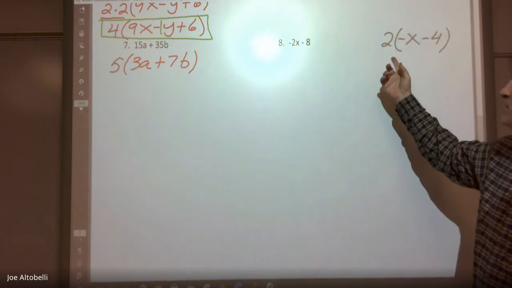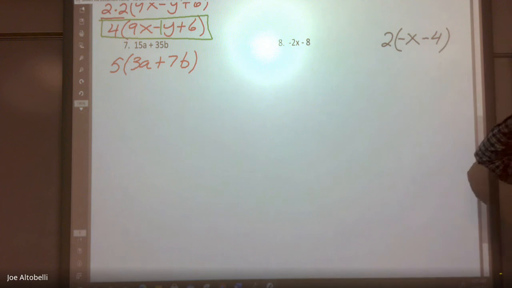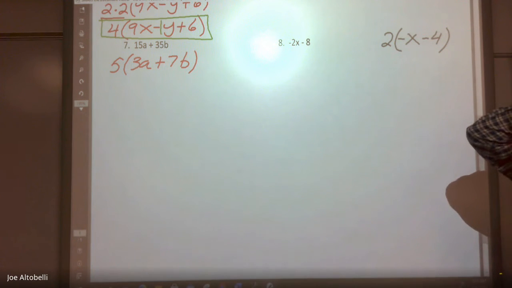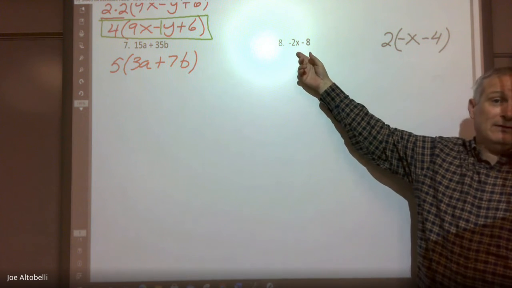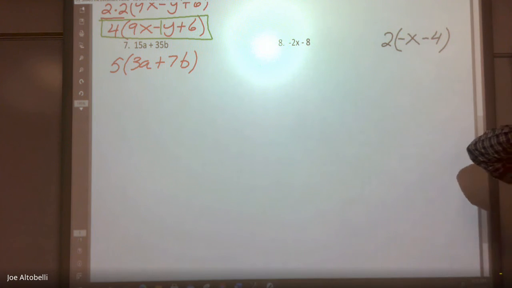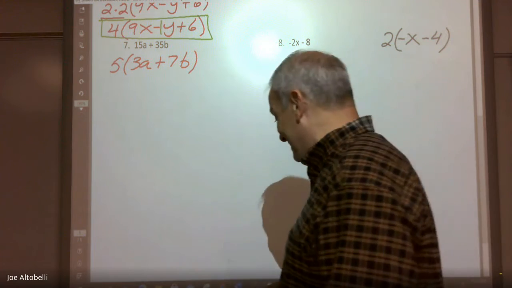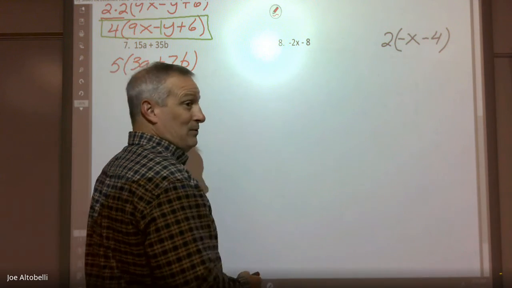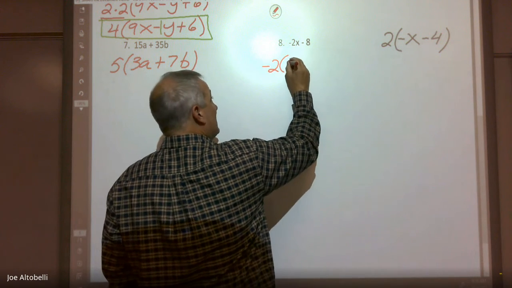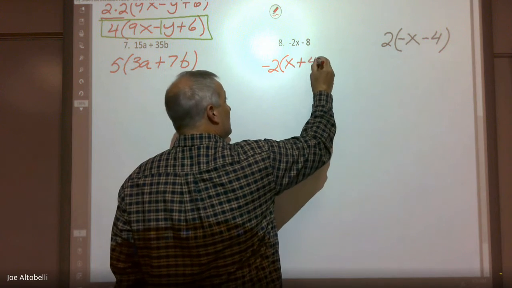Okay, how many people did it this way where you just took the 2 out and got negative x minus 4? Okay, I'm 99% sure that IXL marked that wrong. That's why I have it here. Because what else is common to both numbers other than just the 2? Negative. A negative is common to both. So you can take a negative 2 out, and then it would be x plus 4.